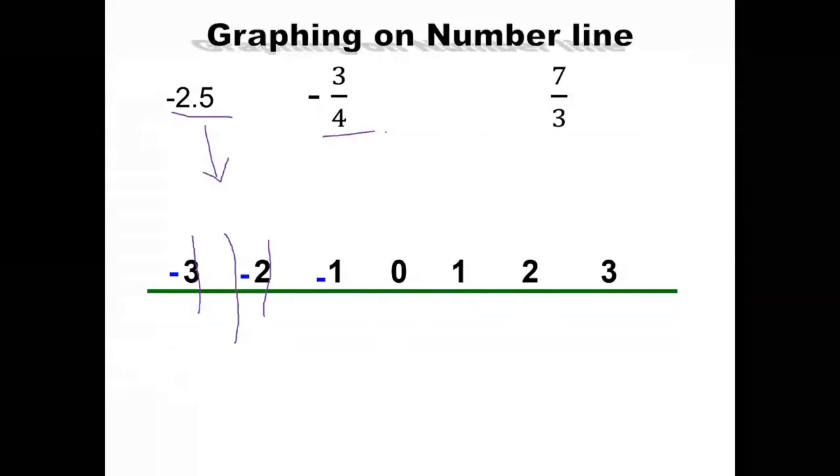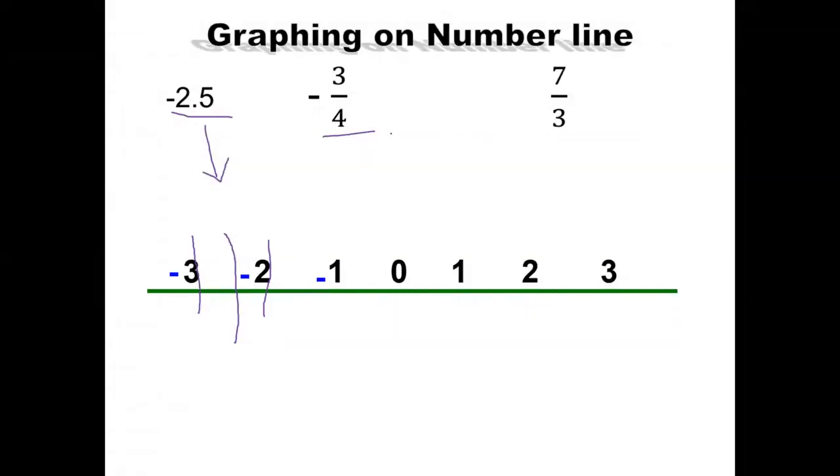The second number I have is negative 3/4. Negative 3/4 is a proper fraction. The value is less than 1. Because of the negative sign, I am between 0 and negative 1. I'm on the other side. If it was positive 3/4, then my number would be between 0 and positive 1.